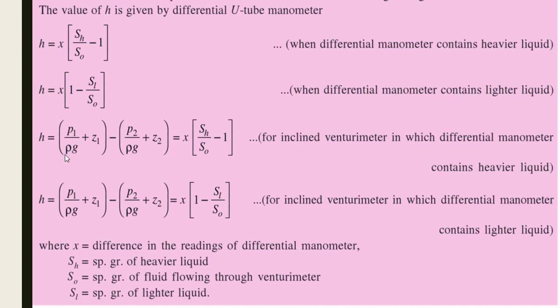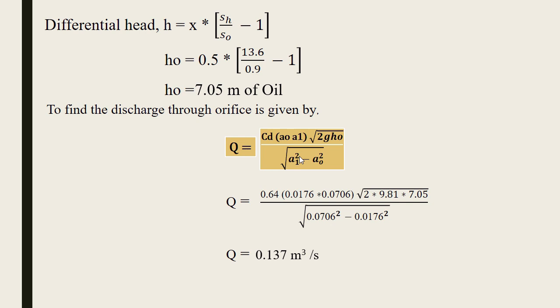Let me summarize. If the manometer reading is not given, then make use of this formula, only this formula, to get the value of H. If the manometer reading, that is X, is given, then you make use of this formula. Once you get the value of H, you substitute here and you get the value of Q.